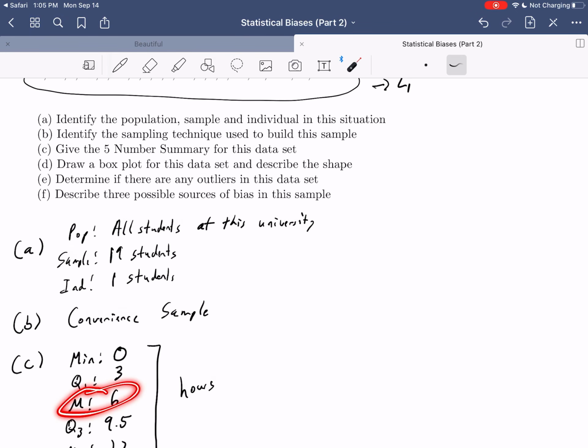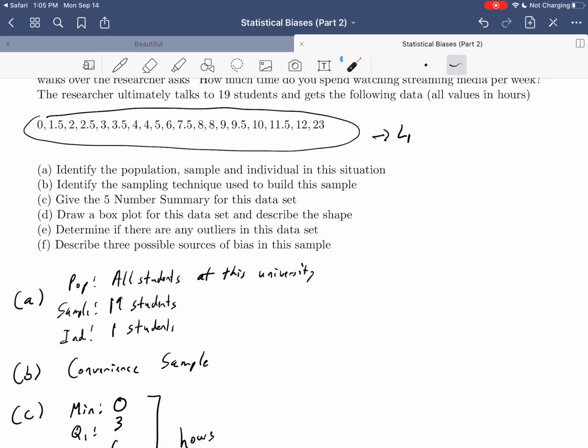In terms of the median, since we have 19 data points, we can go 1, 2, 3, 4, 5, 6, 7, 8, 9. And notice that our median would be right there, so that we would have 1, 2, 3, 4, 5, 6, 7, 8, 9 on this side. So an equal amount of data on each side.